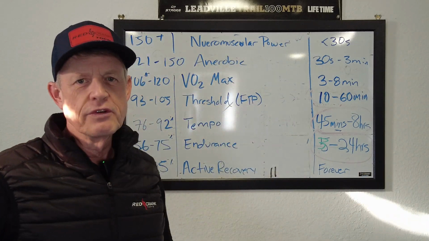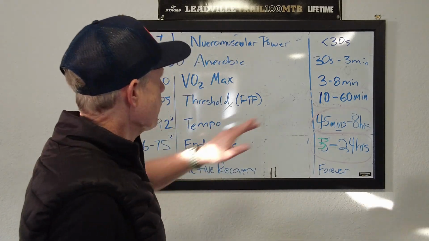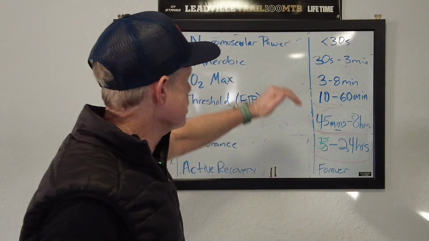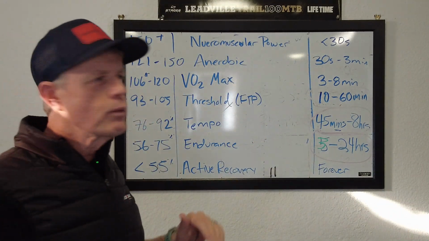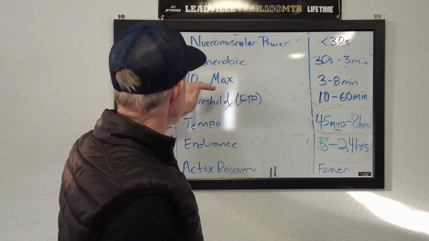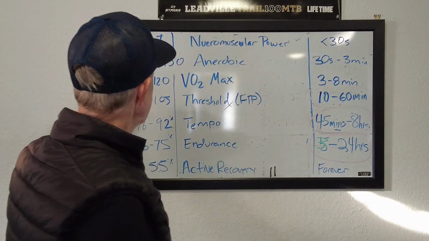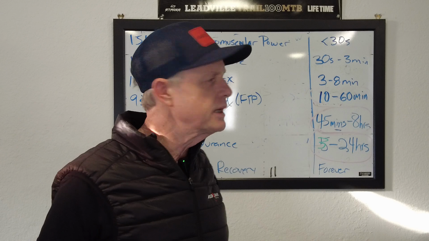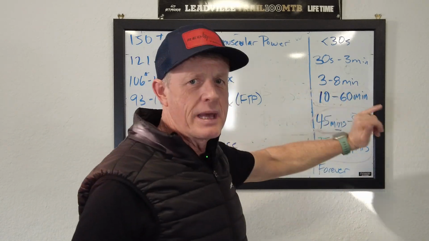Neuromuscular power is for very short bursts of energy for sprinting or mountain bikers to get over an obstacle. They're 30 seconds or less at 150% of FTP or more. So very short. Next is anaerobic capacity, 121% to 150% and 30 seconds to 3 minutes. VO2 max is 106% to 120% and 3 to 8 minutes.